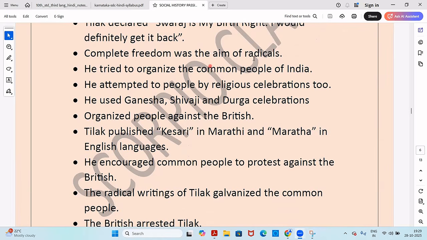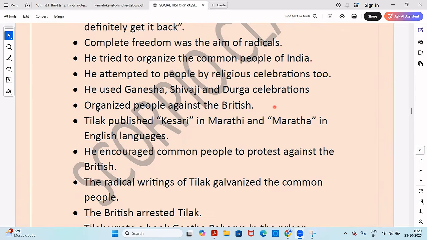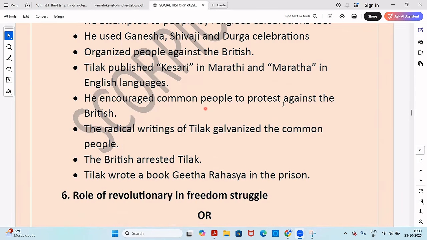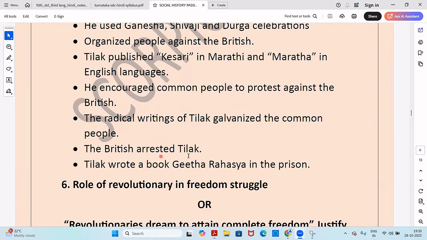Complete freedom was the aim of the radicals. He tried to organize the common people of India. He attracted people through religious celebrations too. He used Ganesha, Shivaji, and Durga celebrations to organize people against the British. Tilak published Kesari in Marathi and Maratha in English. He encouraged common people to protest against the British. The radical writings of Tilak galvanized the common people. The British arrested Tilak. Tilak wrote a book, Gita Rahasya, in prison. Okay, next question again.